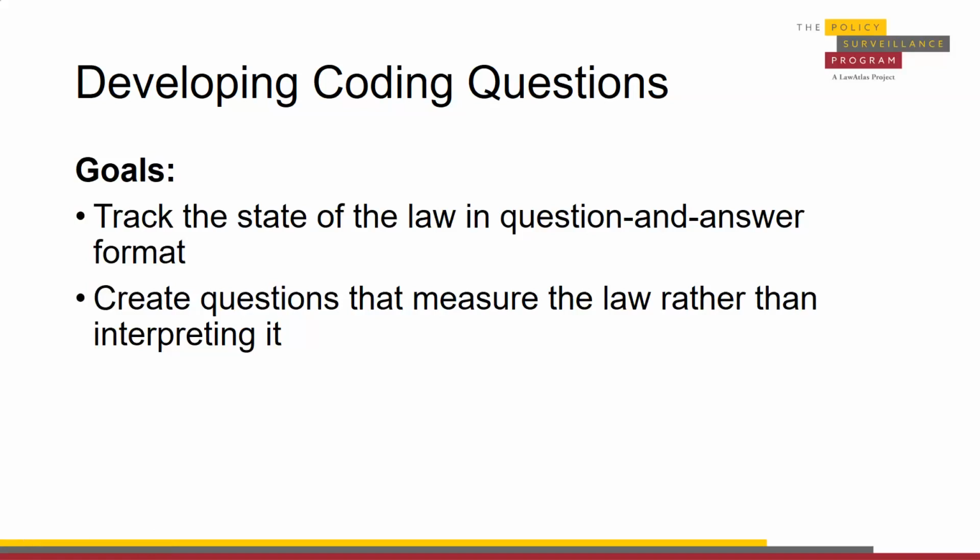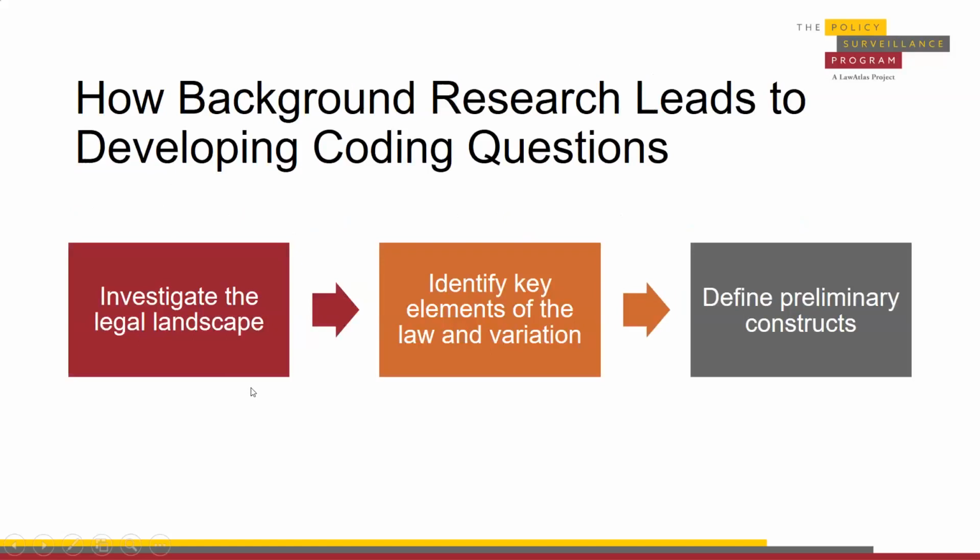Moving on, in terms of how background research leads to developing coding questions, when you near the end of the background research process, you're going to have a list of constructs that you're going to want to study. Legal constructs are important elements or features of the law that can vary among jurisdictions that you're interested in researching for your project. You started developing a preliminary list of constructs after writing the policy memo. Once those preliminary constructs have been defined, you can begin writing your questions.